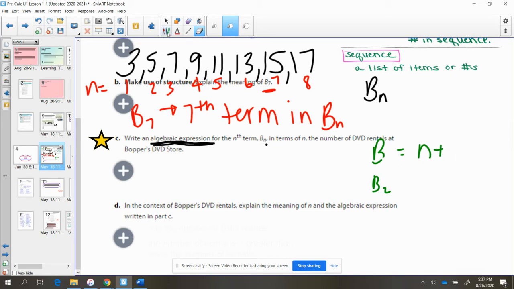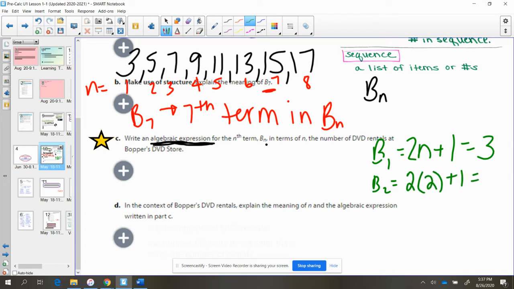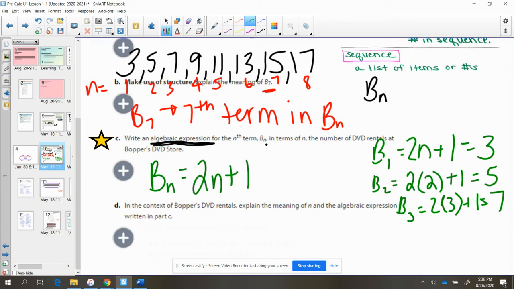Now, what we are going to notice is that if we have a 2 in front of this, 2 times 1 is 2, plus 1 is 3. And if we change that n now to 2 for the second term, plus 1, we'll see we start getting our sequence. And we could test that out for a third one. 2 times 3 plus 1 gives us 7. So we see this works out. So our expression here would be B sub n equals 2n plus 1.